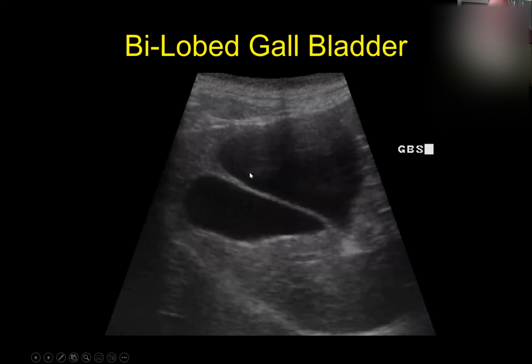Oh, here's one more slide. This is a bilobed gallbladder. Probably 20% of cats have bilobed gallbladders, which doesn't mean anything. It's an incidental finding. They have two gallbladders sitting right next to each other. It doesn't mean anything. It's an incidental finding.